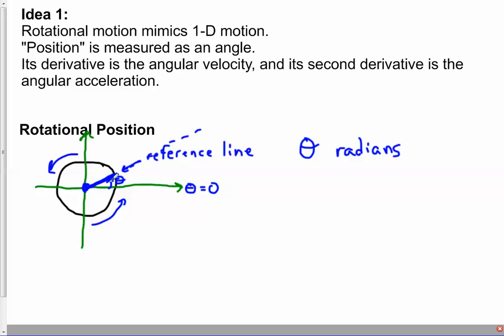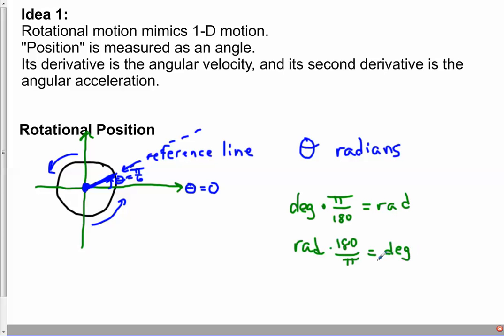For example, the picture I have here, this object looks like maybe 30 degrees, which is pi over 6. Let me remind you that if you have degrees, you multiply by pi divided by 180 to turn it into radians. That's the conversion factor. And if you have radians, you multiply by 180 over pi to turn it back into degrees. So yes, in this picture, maybe theta is pi over 6.